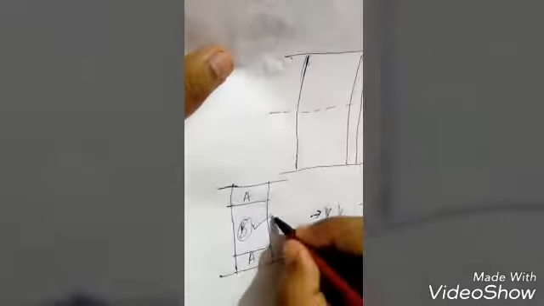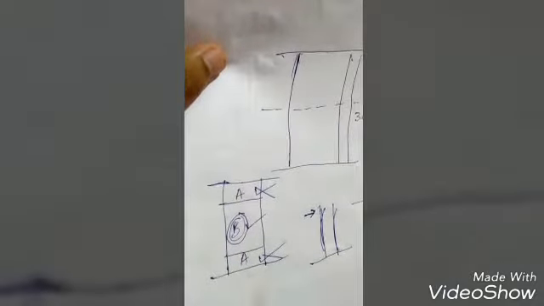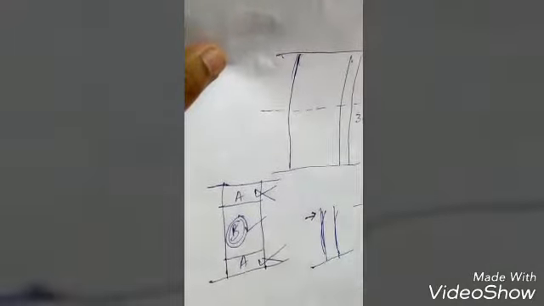Whenever you go for lapping, always give the lap in zone B. Never give the lap in zone A. Always give the lap in zone B, because zone B has less load. And what about A? There is the maximum load, the maximum moment, coming in zone A. So always give the lap in zone B.